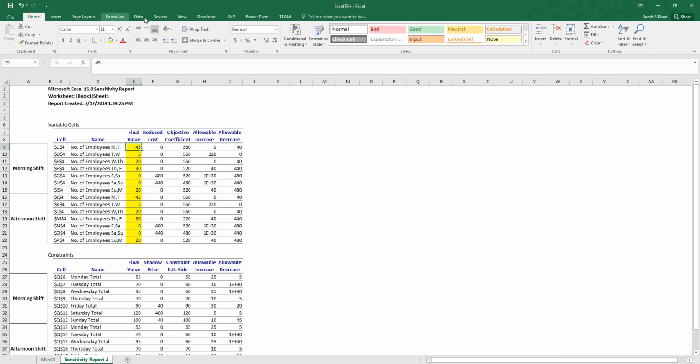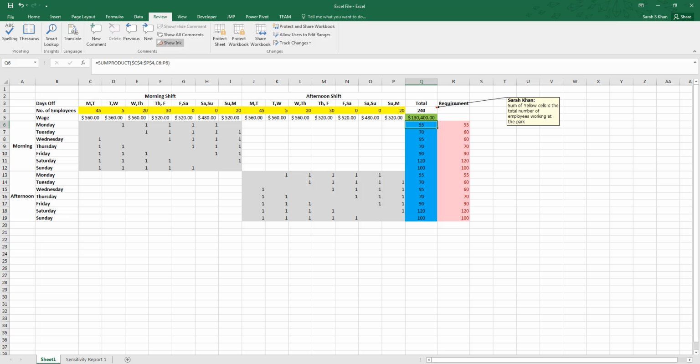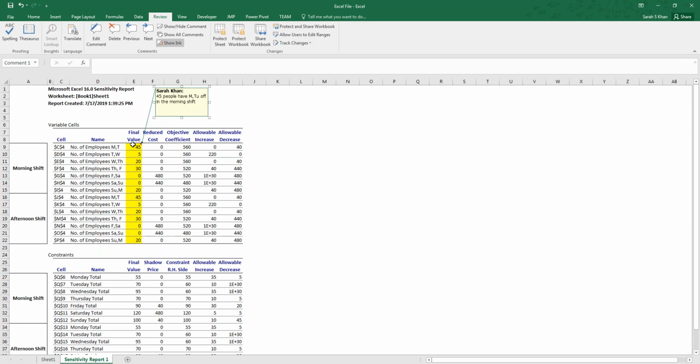I'm going to make a quick note right here. I'm going to say 45 people or employees have Monday and Tuesday off. This is important information. You can answer this question by looking at your programming space right here, or you can answer this question by looking at the sensitivity report. The information is duplicated, so it's your choice.